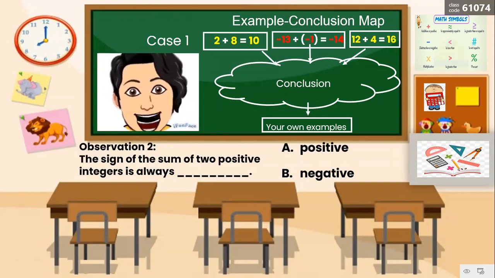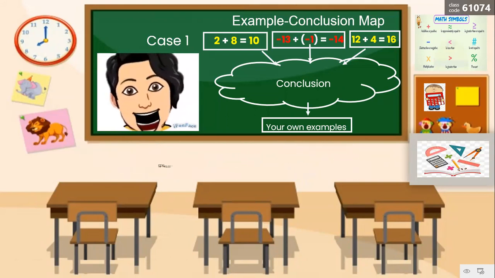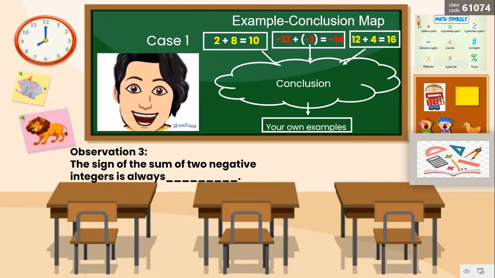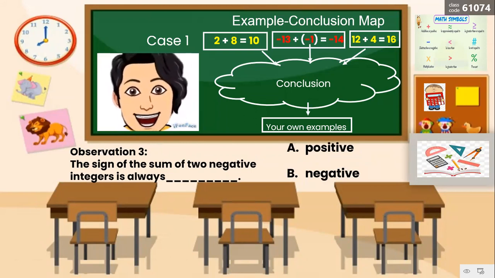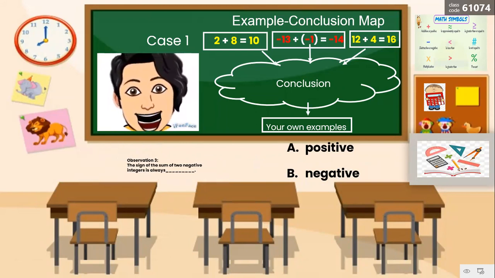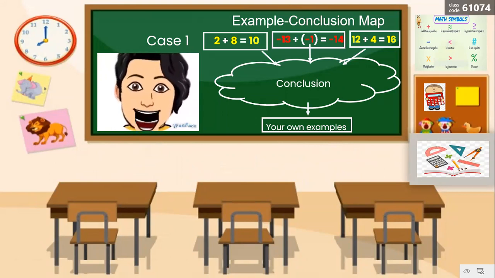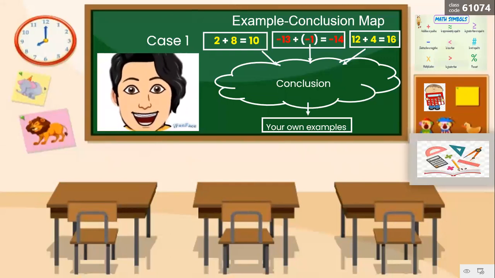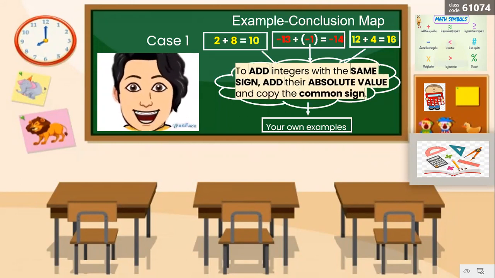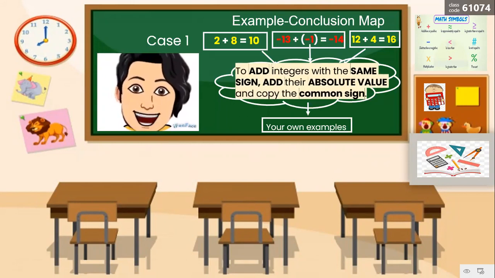That is positive. For observation 3, the sign of the sum of two negative integers is always, is it positive or negative? Very good answer. Negative. Based on the pattern that you have observed, what is now the rule in adding integers? Can you state? Wow. Great answer. So, to add integers with the same sign, add their absolute value and copy the common sign. Very good.